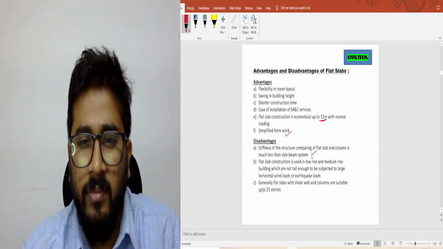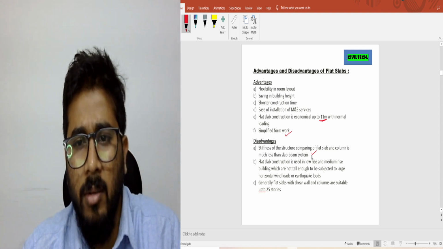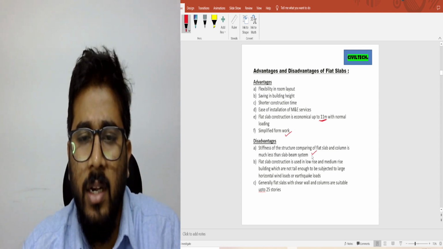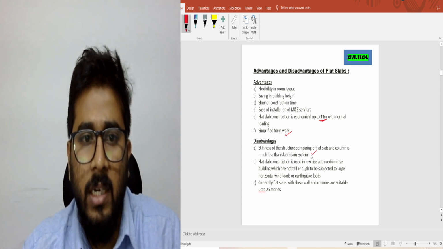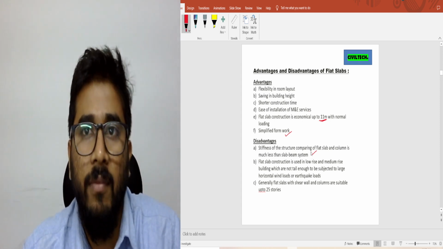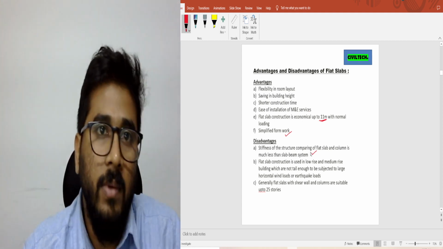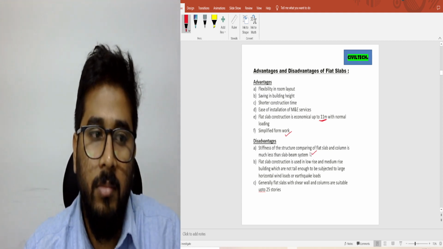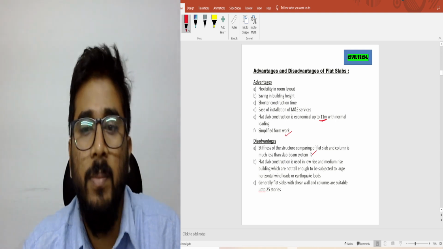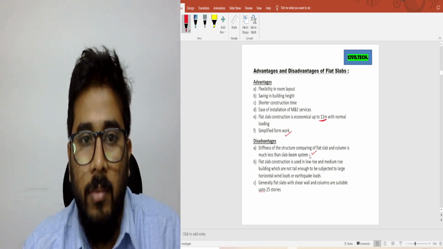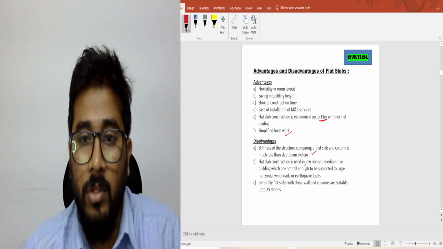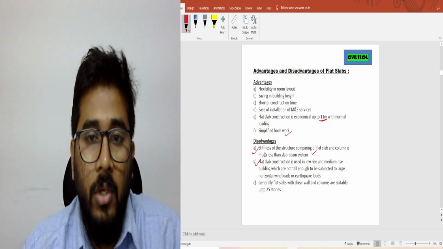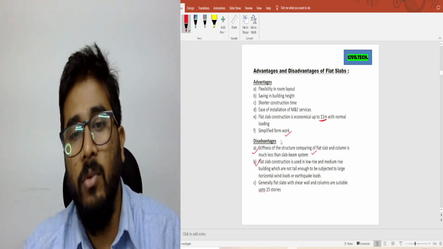And also the flat slab is economical and gives significant benefit for mid-rise and low-rise buildings. It does not participate in resisting lateral loads in high-rise buildings, lateral loads being maybe earthquake or wind loads. So that is also one kind of disadvantage. So there are a few advantages and a few disadvantages.